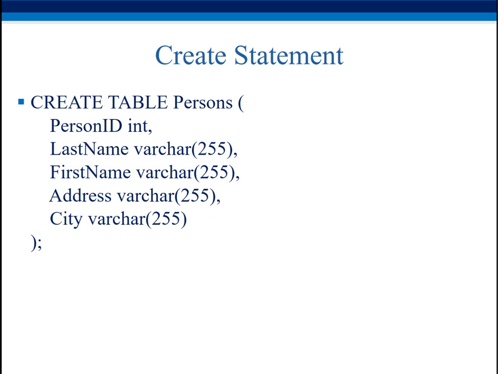So again, we have another one. Here's an example: create table persons. Person ID is an integer. Last name, varchar. Varchar is a variable character, which means it reserves up to 255 characters, but won't use 255 characters. If you do character 255, then everyone's going to be 255 characters.